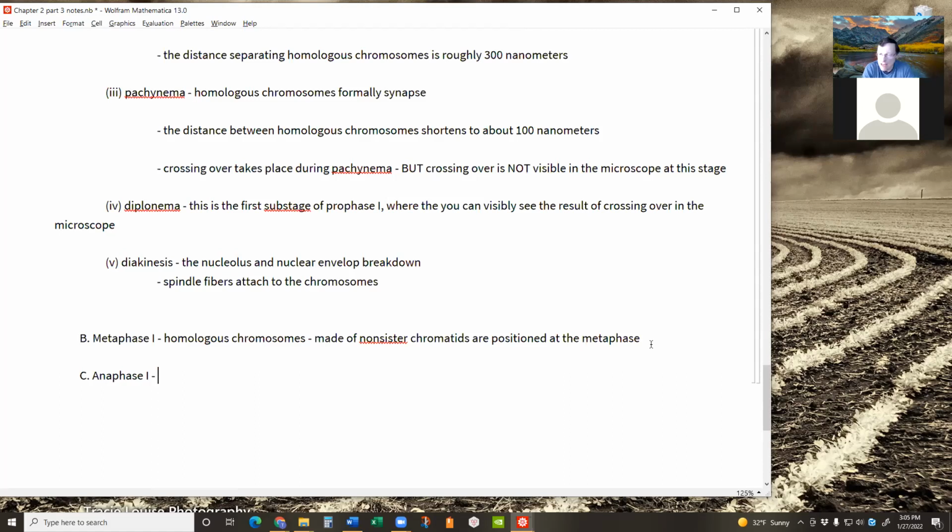When you look at a typical drawing in figure 2.11 and you look at metaphase 1, I guess I should draw a little bit. Let me ask you this, folks. I'm going to ask you a couple questions in the chat window. How many chromatids does a monad have?